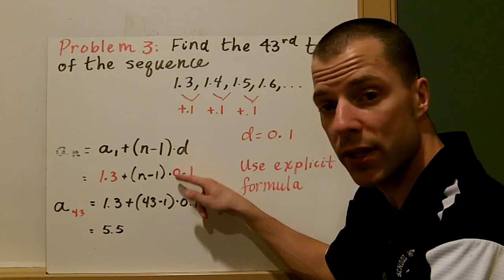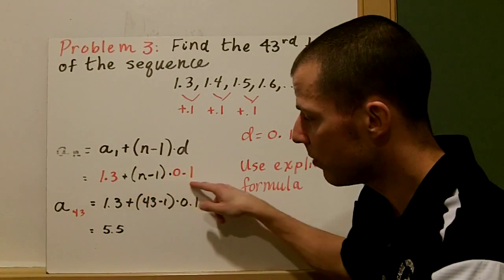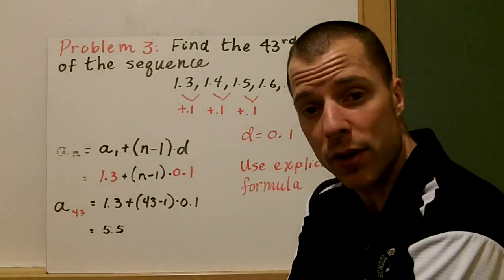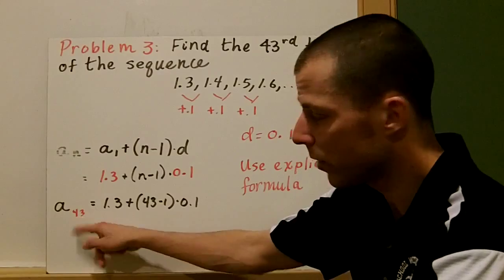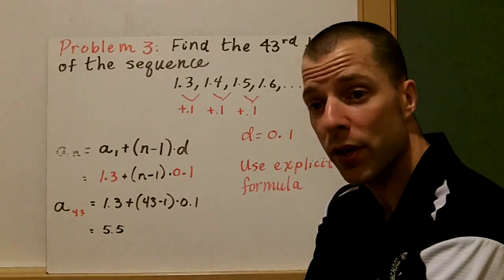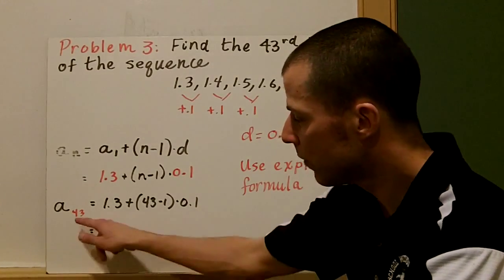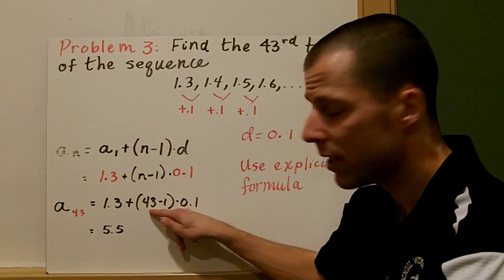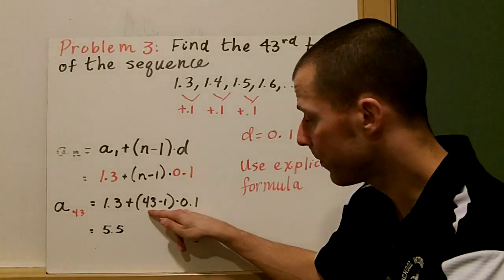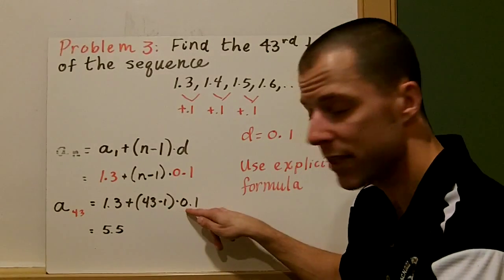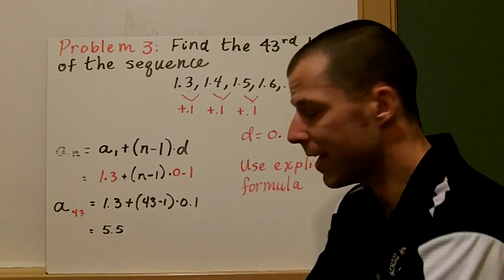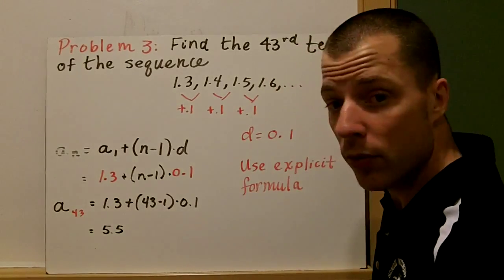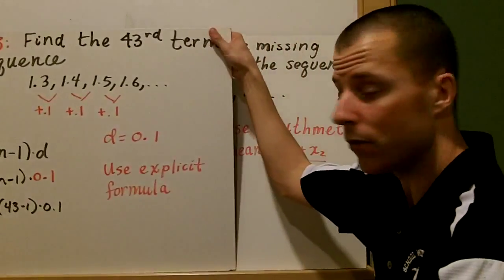So I substitute d in, and I also substitute 1.3 in, my first term and my common difference. But I want the 43rd term. So a sub 43, n is 43, the nth term. So a sub 43 now equals 1.3 plus, wherever we see n, we plug in 43. So 42 times a tenth plus 1.3, and that equals 5.5. And we've got one more example to finish up here with arithmetic sequences.